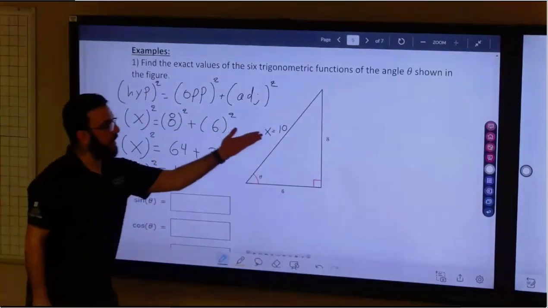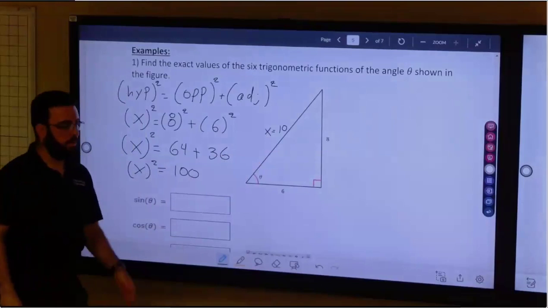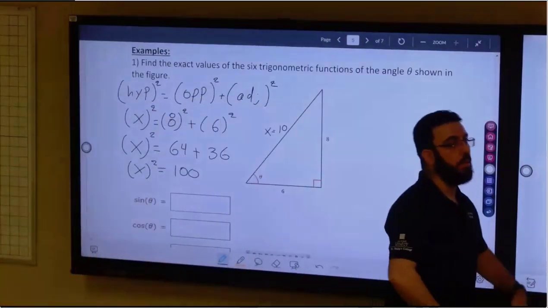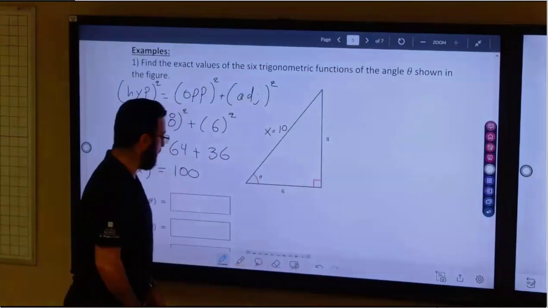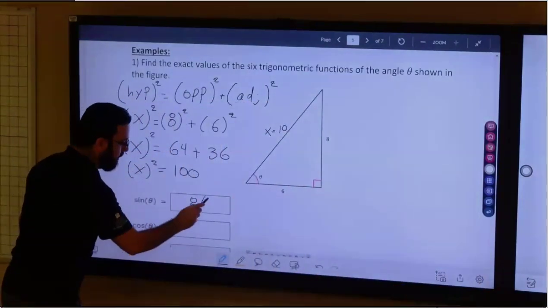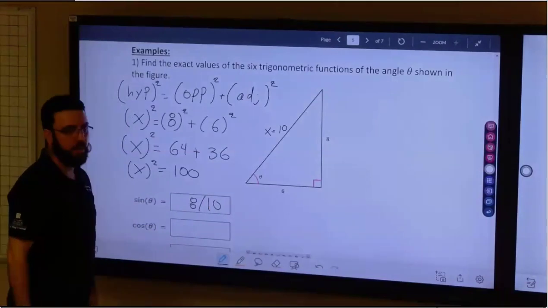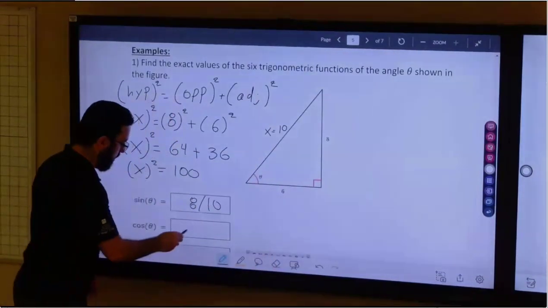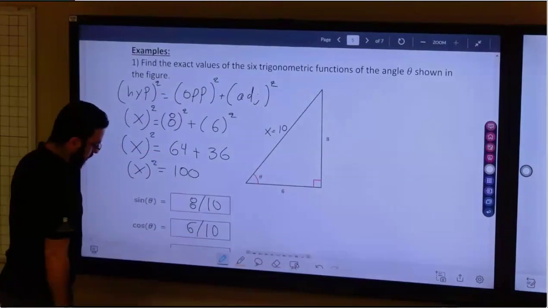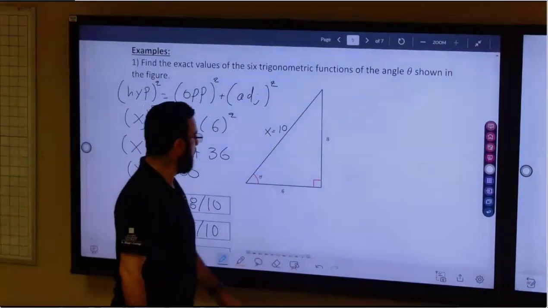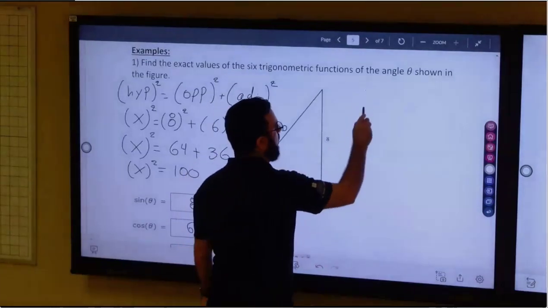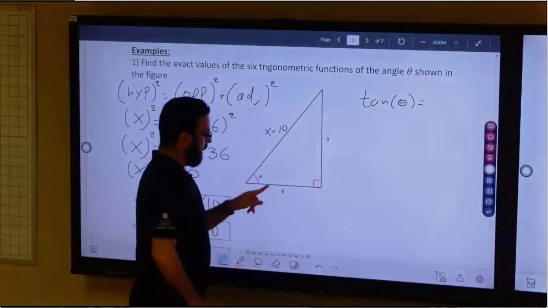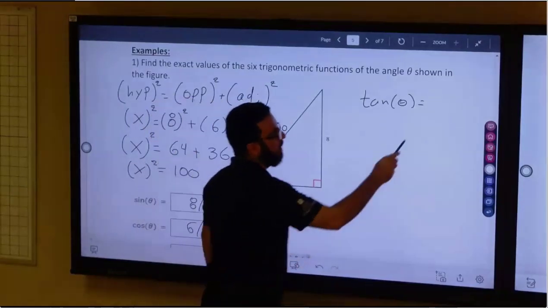Now, do I have the hypotenuse, x equals 10? Now, what's the sine? That's going to be 8 over 10. What's the cosine? 6 over 10. What's the tangent? I'm going to take it here, and it is going to be 8 over 6.